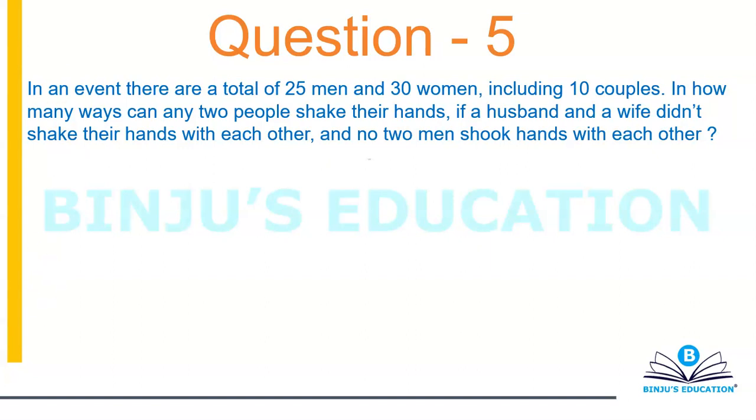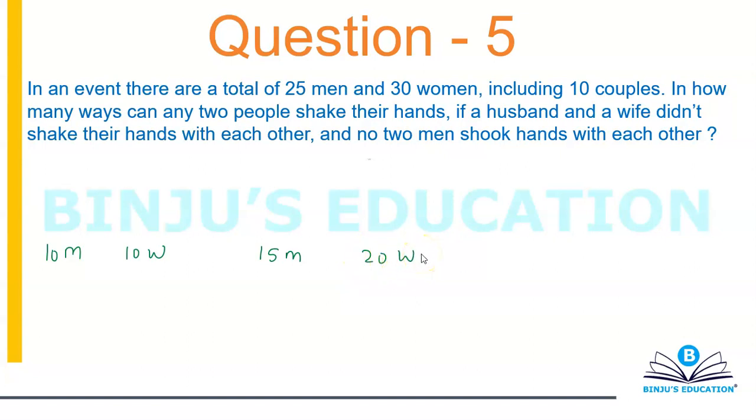So what we are going to do is simplify this. We're going to write it in a way so that it's convenient for us to understand. If I have 10 couples, I'm going to have 10 men and 10 women. So I'll be left with 15 men and 20 women.